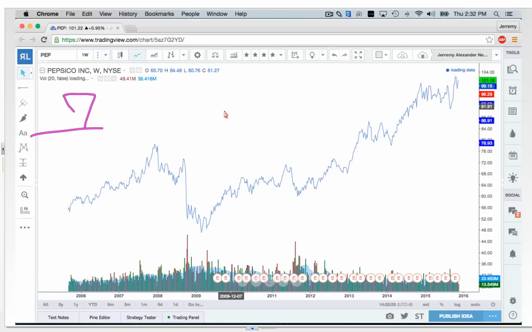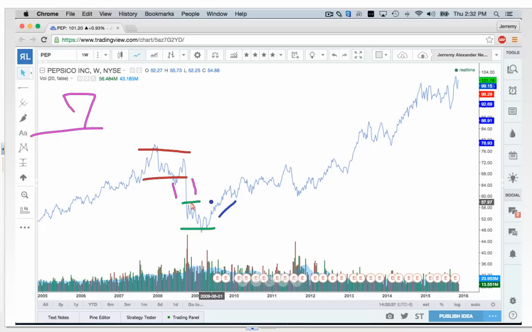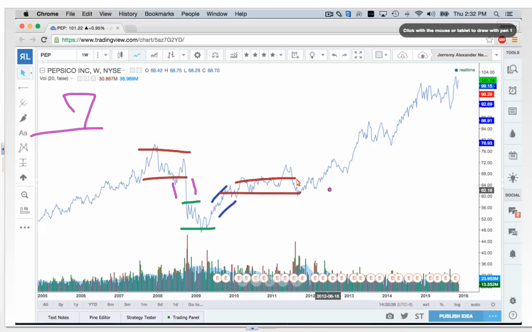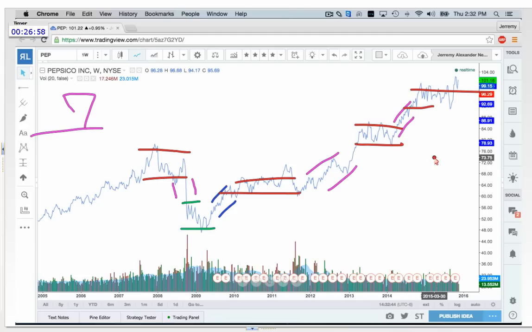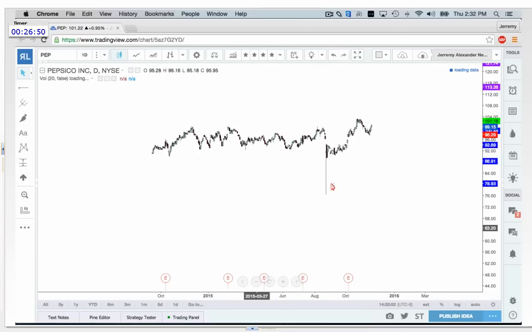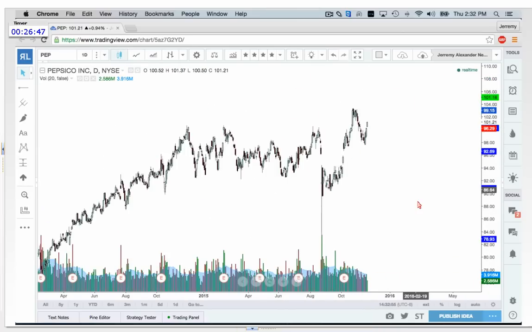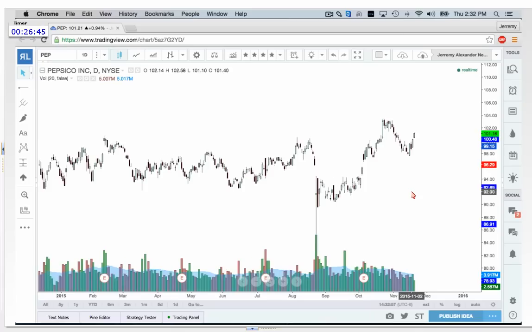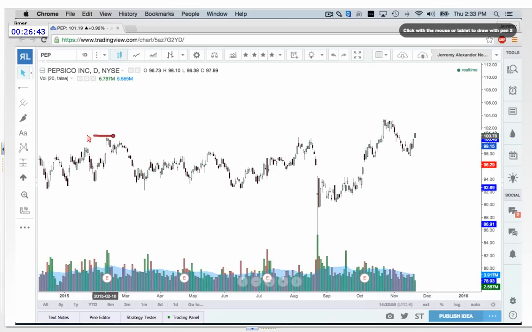As you guys type in your 7, I'll go ahead and draw some for you. Distribution, public participation, accumulation, public participation, distribution, public participation, distribution, public participation, and distribution again. And it appears that we're starting to break out of some distribution phase. So I can zoom back in here on Pepsi, and thanks for all the 7s, by the way. This is great.